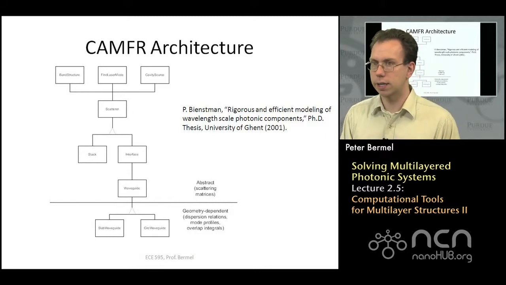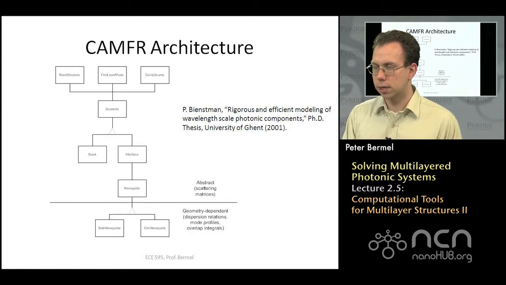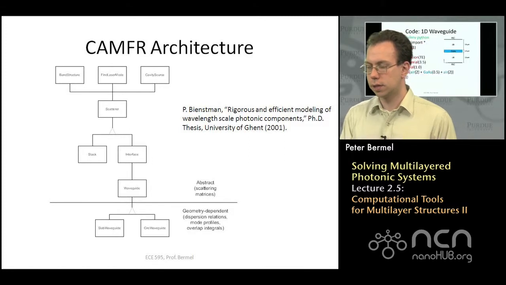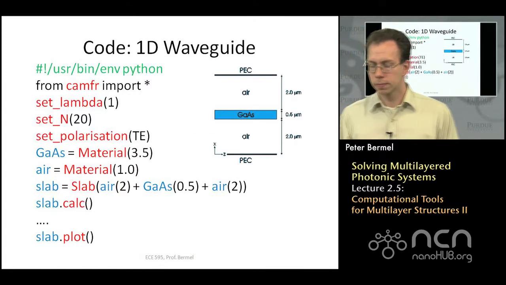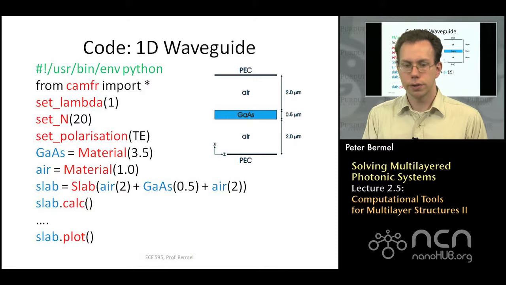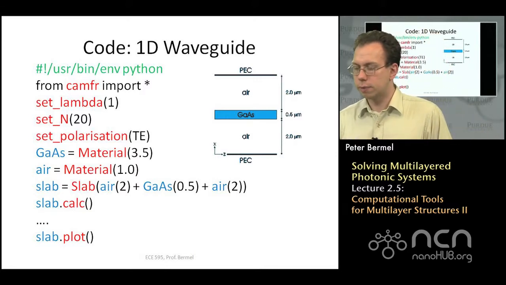Okay, so you have that sharp distinction. And then the idea is, if you can make these scattering matrix problems very abstract, then it's much more reusable than it would be otherwise. And so now I'm going to go through some of the code that you could write in order to solve problems in CAMFR. CAMFR is based on Python. So it's a Python library.